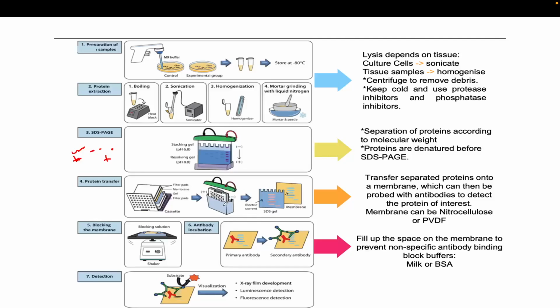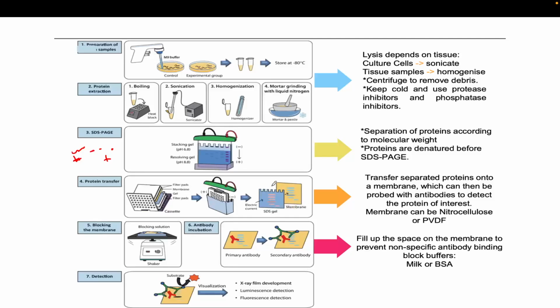This is the equipment for western blotting. Here you again have to make a sandwich. The cassette is there, then some sponge, then your gel, then your membrane, then again a sponge, and the negative and positive plates. You have to pack it tightly and run it under current. Then the protein migrates from negative to positive, from the gel to the membrane.